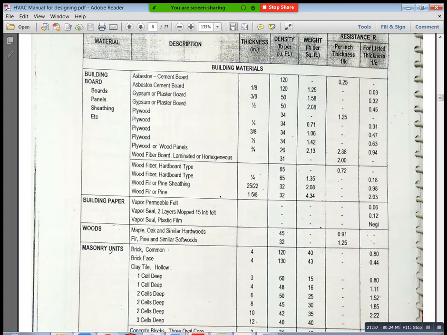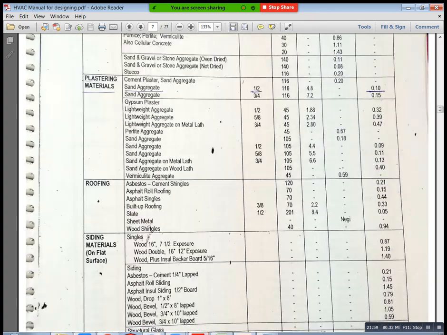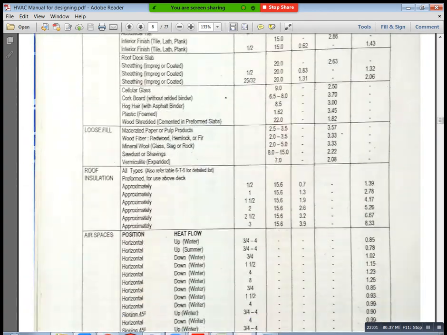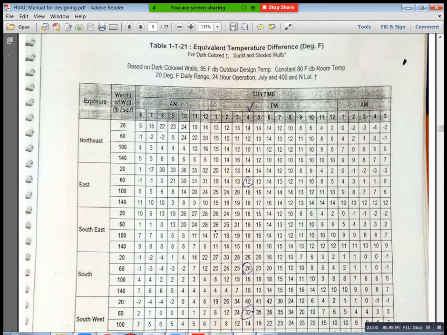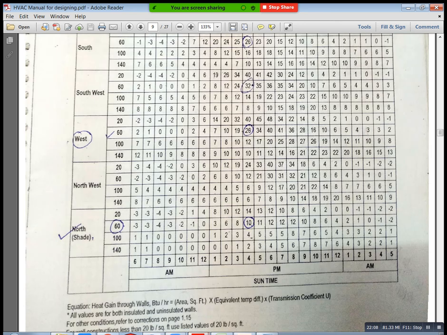Peak time, you can take 4 p.m. Now you can take 4 p.m. and 60. Totally you are getting 10 here. This 10 is your temperature difference. This 10 you can remember.